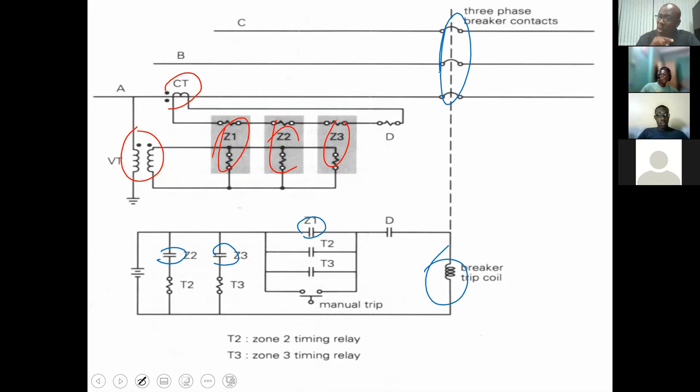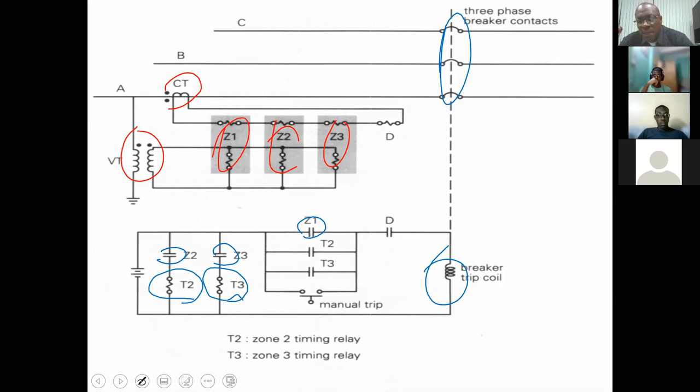The other two contacts, the instantaneous zone 2 contact, what it does is energize a timer, a zone 2 timer. That's where you're now going to get the 200 or 300 milliseconds. Similarly, T3 would be the timer for zone 3.